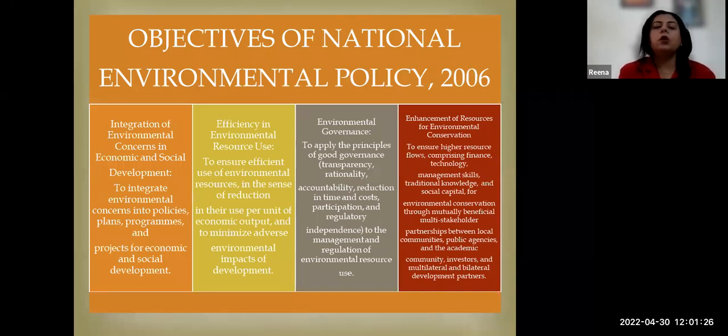Then we have integration of environmental concerns in economic and social development. So at present, all the economic and social development projects do integrate environment concerns. There has to be efficiency in environmental resource use, so the specific demand for any natural resource should be reduced. So the per unit of economic output must be produced at the least cost of environmental resources.